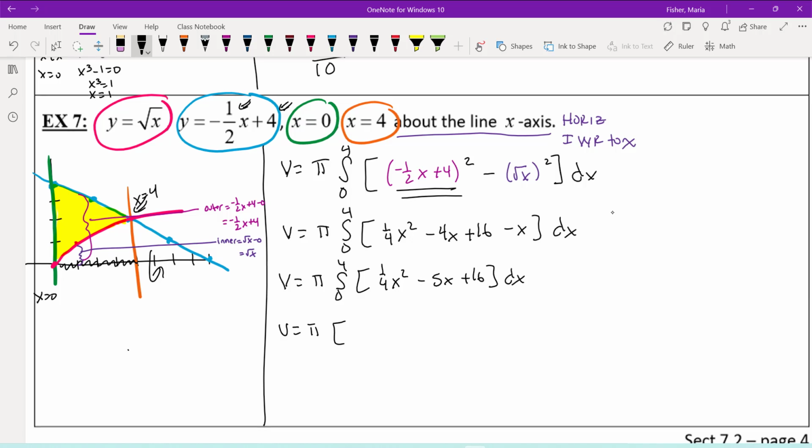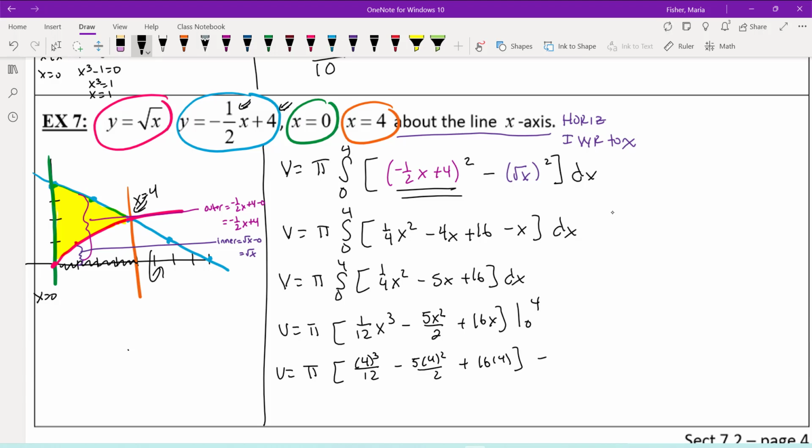Integrating now, we end up with 1 over 12 x cubed minus 5x squared over 2 plus 16x, and this gets evaluated from 0 to 4. Plugging in those limits of integration, we're going to write 4 cubed over 12 minus 5 times 4 squared over 2 plus 16 times 4. And if we were to plug in a 0 in place of all those x's, that would just be 0. So we're just going to say minus 0.